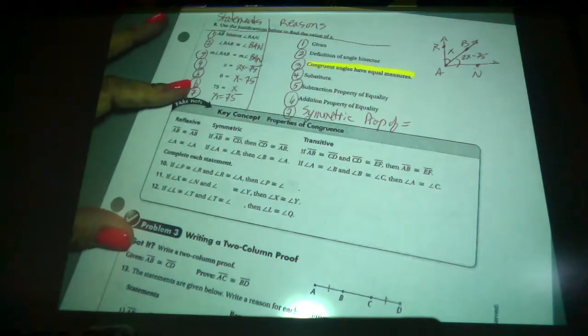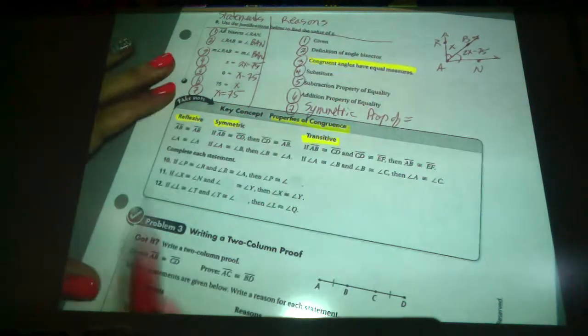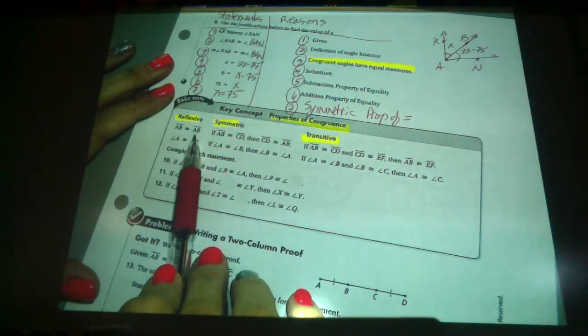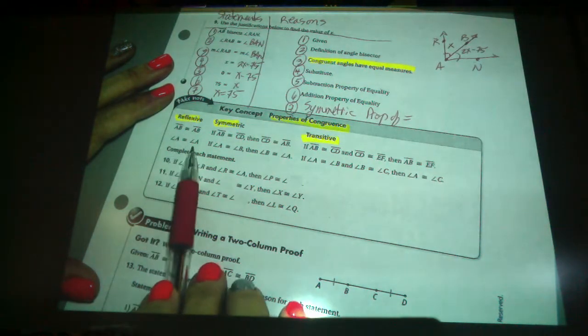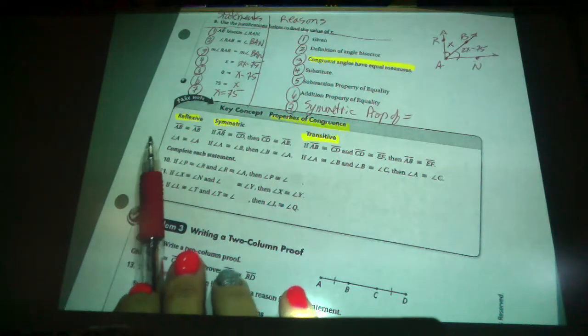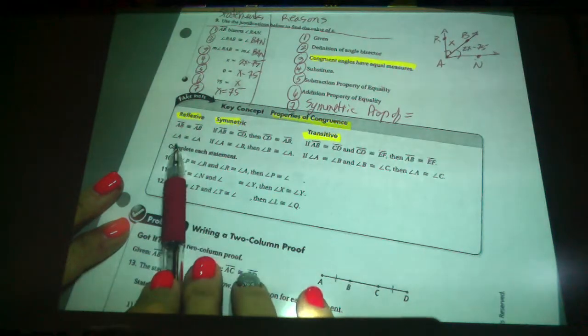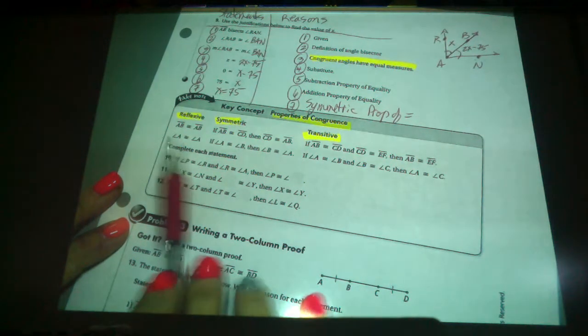All right, so then let's go back and look at reflexive, symmetric, and transitive again. So these are properties of congruency, not of equality. They always deal with congruent angles or congruent segments. Segment AB is congruent to segment AB. Angle A is congruent to angle A. These are just examples of the reflexive property. Typically, as I said, we hit you upside the head by saying, remember, these are equal, and then usually what follows this is a substitution reason. So you might want to write that down.